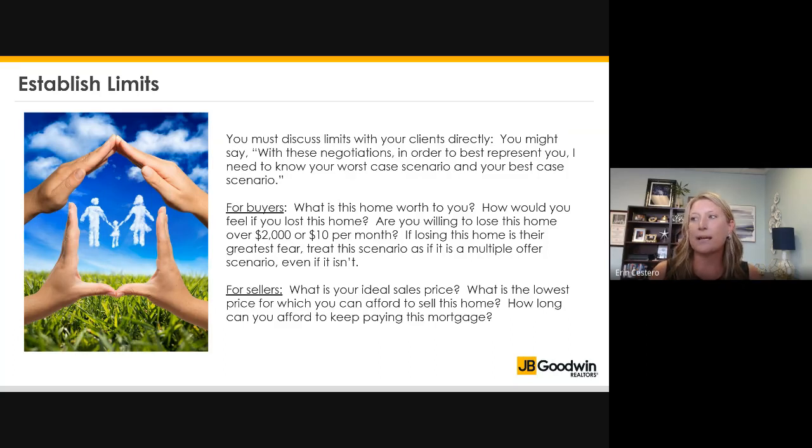For sellers, what's the ideal sales price? What's the lowest price for which you can afford to sell the home? How long can you afford to keep paying this mortgage? These feel like direct questions, but asking these questions in different scenarios allows me to understand the motivation, so I'm not surprised in the future by those.